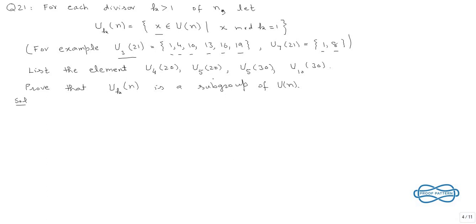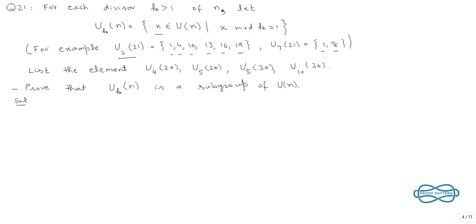U_4(20), U_5(20), U_5(30) and U_10(30). And the last part of this question is, prove that U_k(n) is a subgroup of the unitary group under multiplication modulo n.